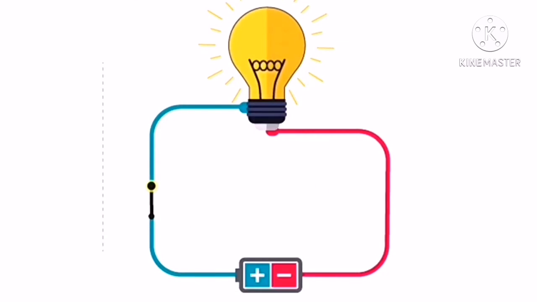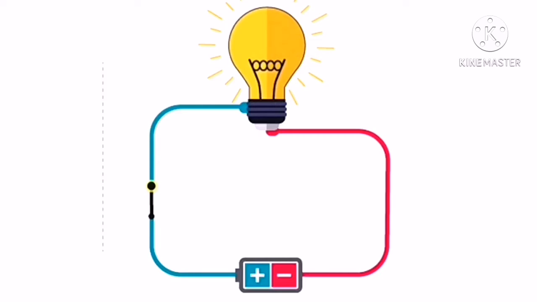When a cell holder, an electric bulb and a plug key are connected by connecting wires, as shown in this figure, and a dry cell is fitted in the holder, then the bulb lights up by closing the plug key. Clear? When you close the plug key, the light is on.